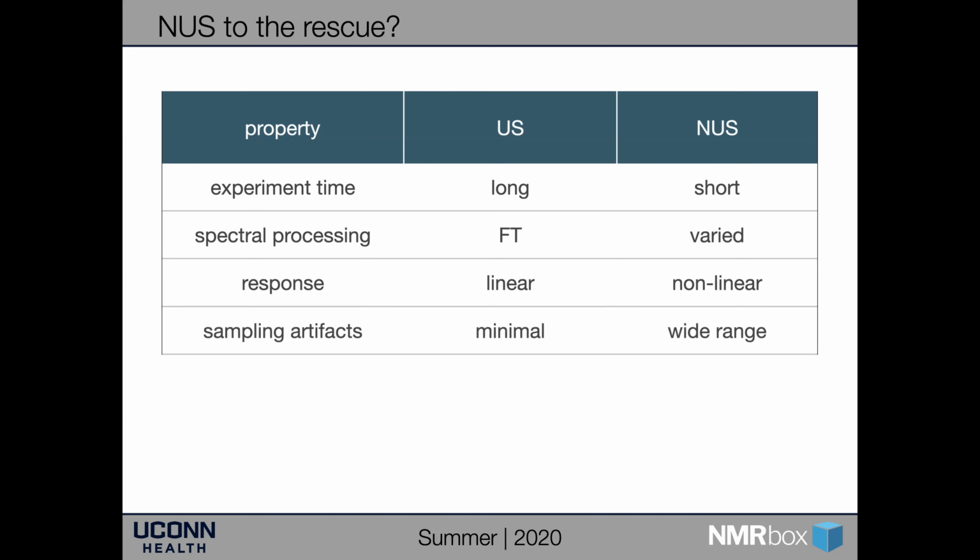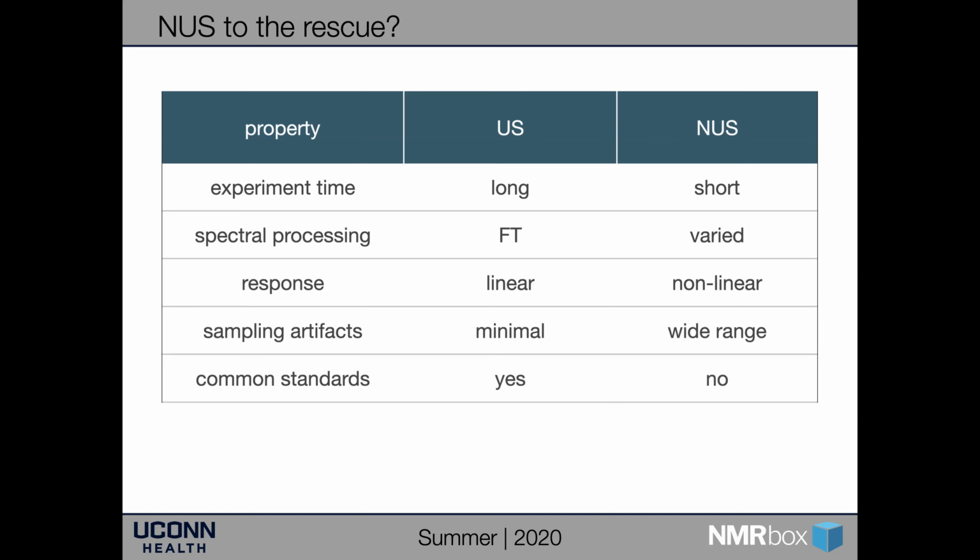In terms of sampling artifacts, for uniform sampling, we might be tempted to say there are none, but there still are some underlying assumptions that we're making, especially if we're working on grid. And when it comes to non-uniform sampling, certainly there can be a very wide range of sampling-induced artifacts.